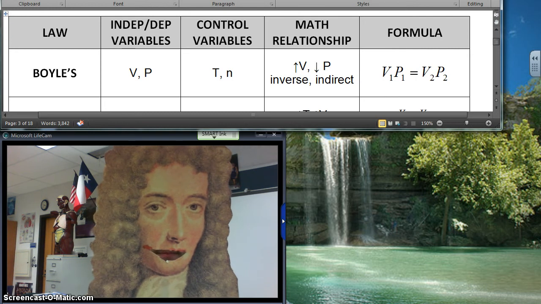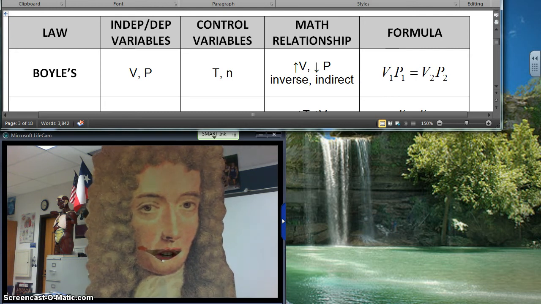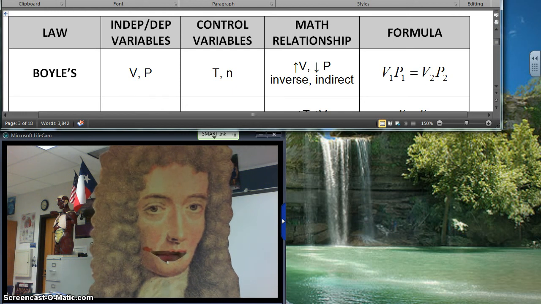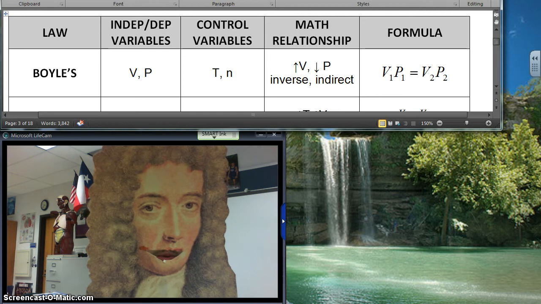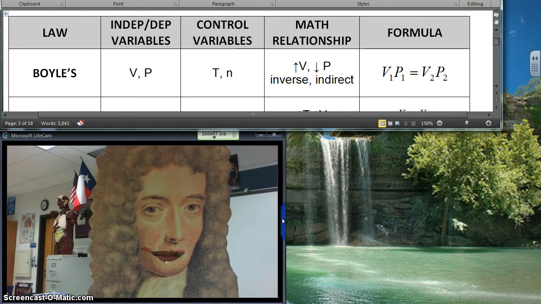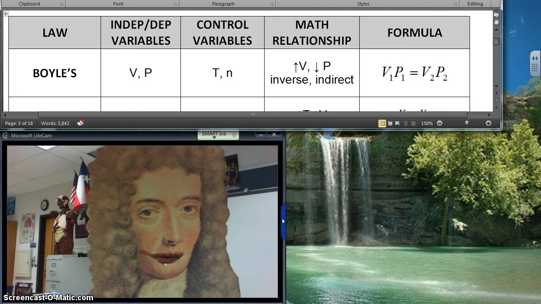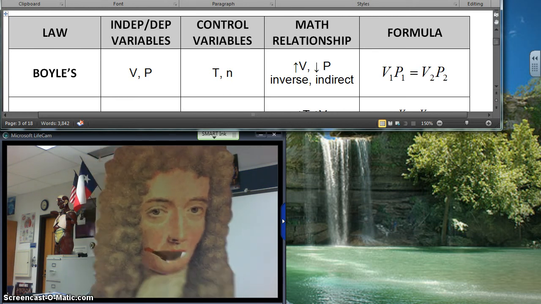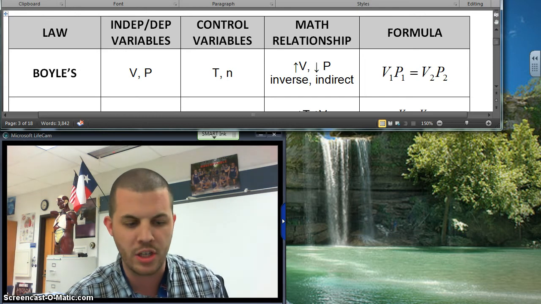This formula is an inverse formula, meaning that when one variable goes up, the other one goes down. And my formula is V1 P1 equals V2 P2. The way you can remember that, picture my face here. Picture me as a vice president, okay? Vice President Boyle, Robert Boyle for vice president. That's how you can remember that I deal with VP. Boyle is the VP. Thank you, folks. Thanks, Robert Boyle. Appreciate that information.